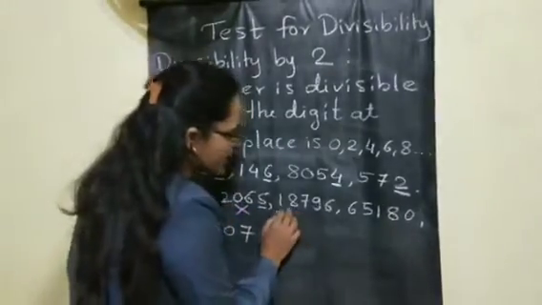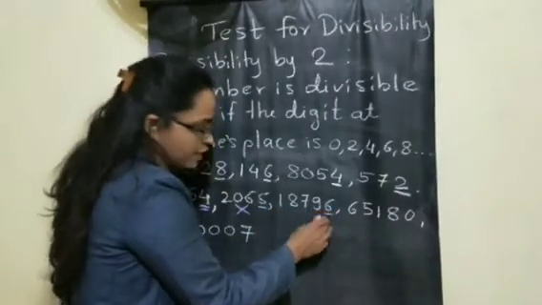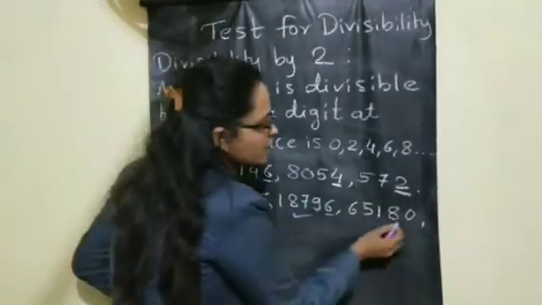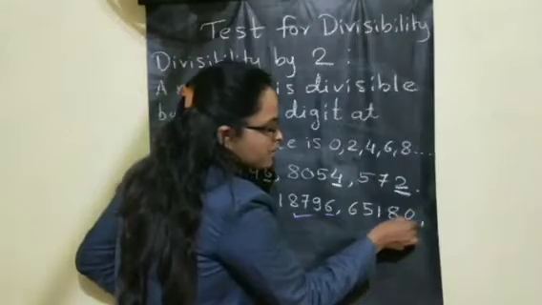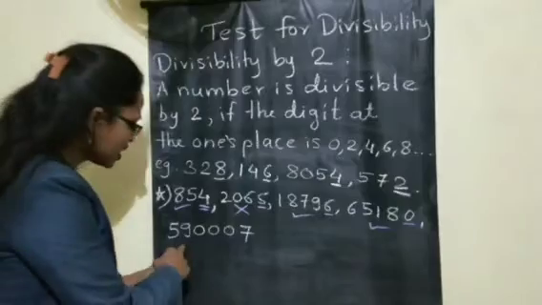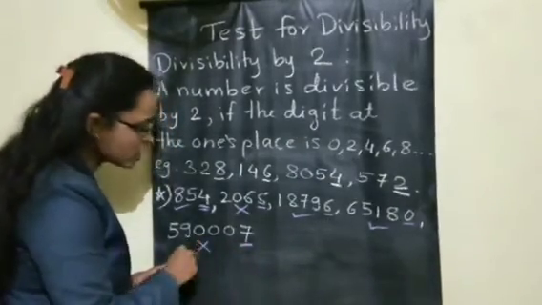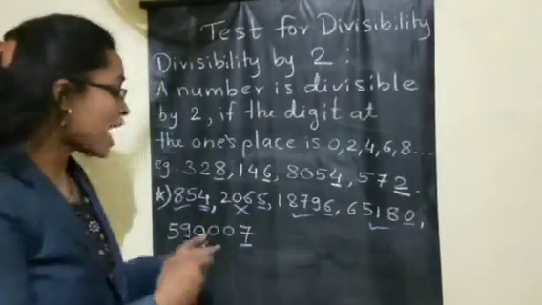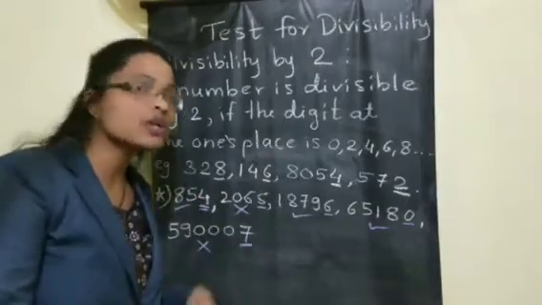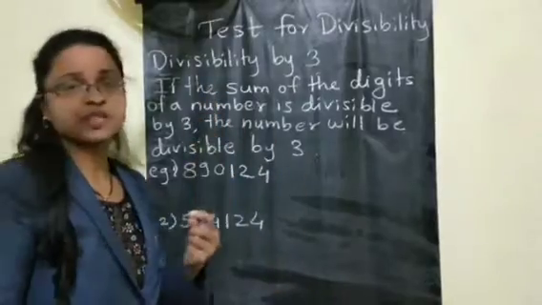Here again, 18,796, children. If you check the ones place, the number is 6, means yes, it is divisible by 2. Here if you see the ones place, the number is 0, then yes, it is divisible by 2. If you check here the ones place, the number is 7, then no, it is not divisible by 2. Like this you have to identify by observing the ones place whether that number is divisible by 2 or not.